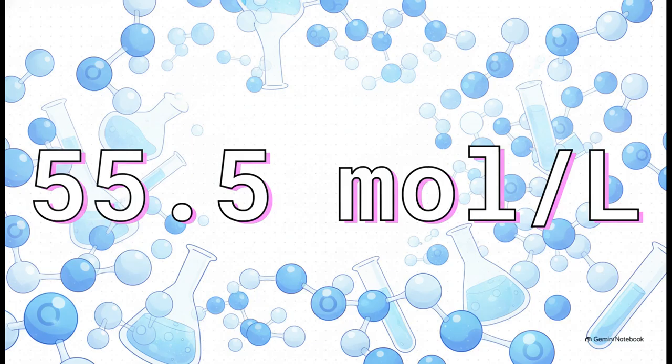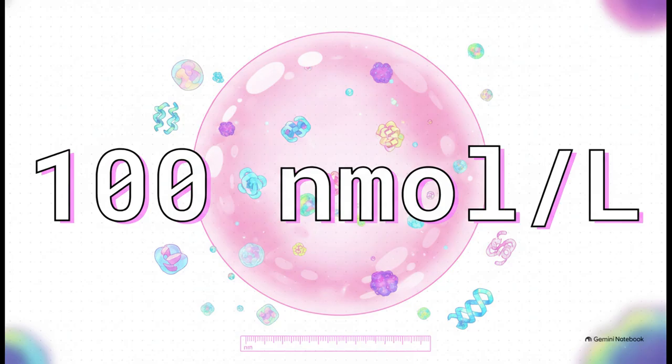On the complete opposite end of the spectrum, let's look at a truly microscopic scale, a typical protein inside an E. coli bacterium. It operates at a concentration of just 100 nanomolar. That is a tiny fraction of a mole per liter, perfectly calibrated for the super delicate machinery of a single biological cell.